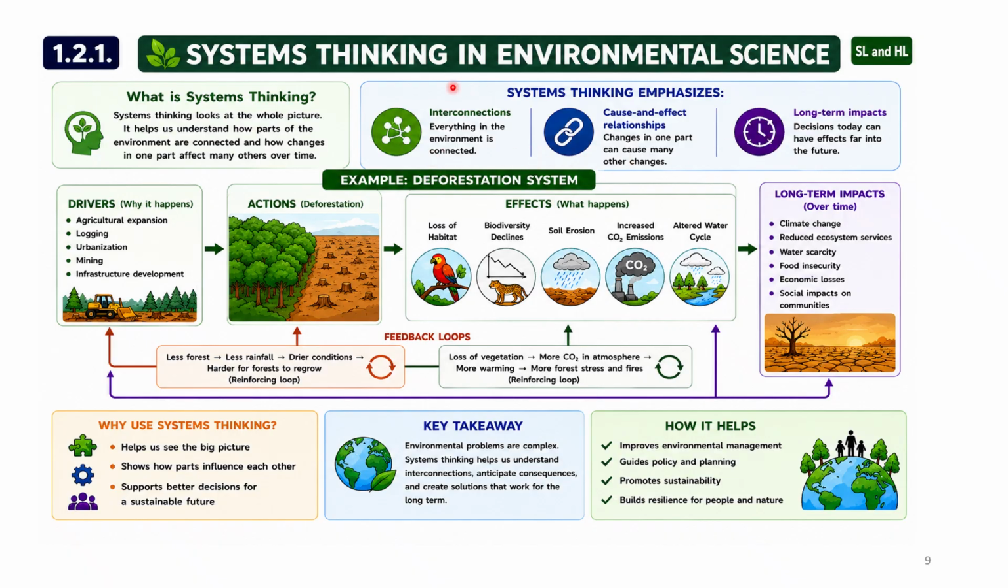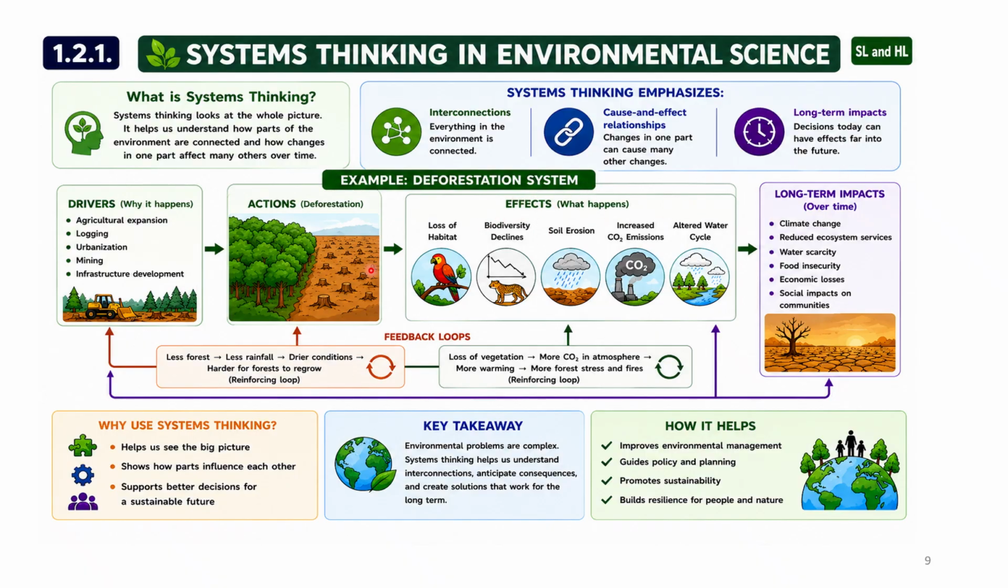Three important principles are highlighted. First, interconnections, which recognize that the atmosphere, hydrosphere, lithosphere, biosphere, and human systems are linked. Second, cause and effect relationships, where one action can trigger multiple consequences. Third, long-term impacts, emphasizing that decisions made today can affect future generations. The deforestation example demonstrates this approach.